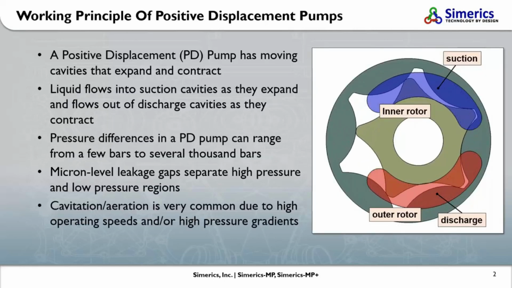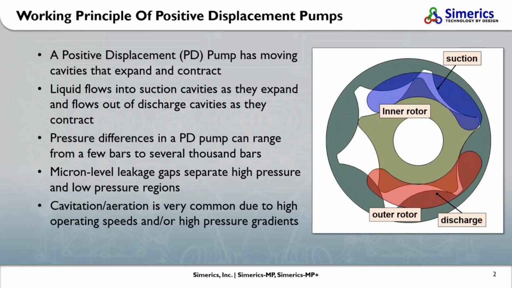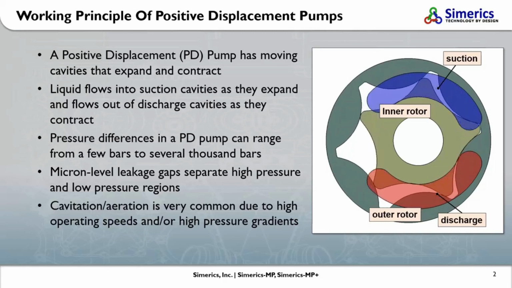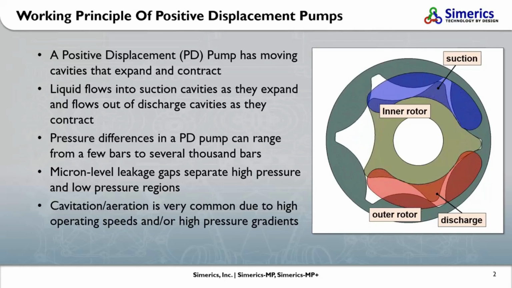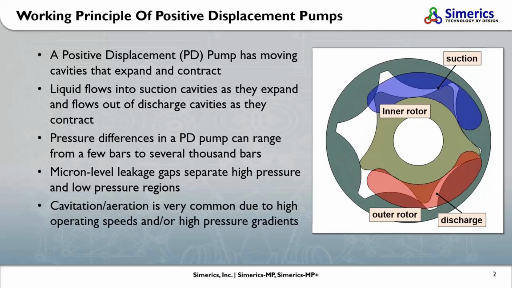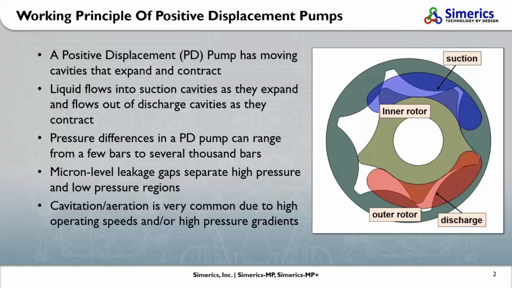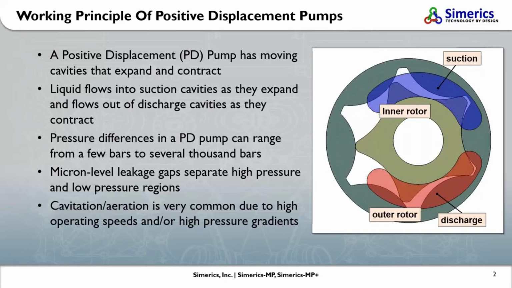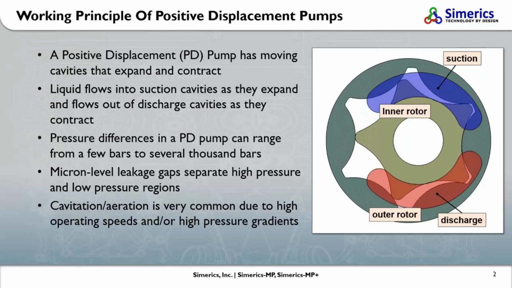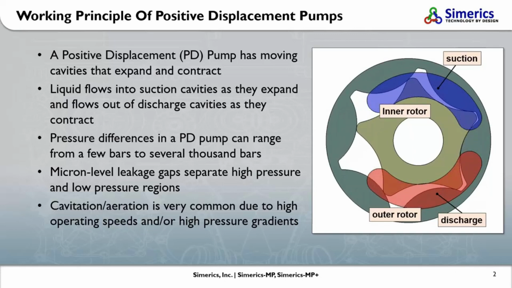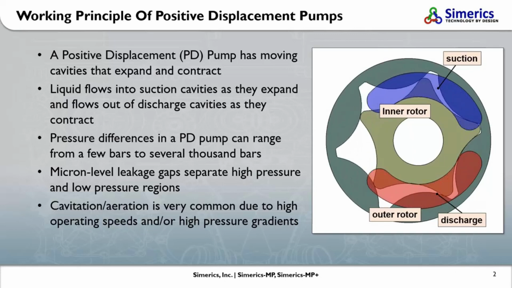Let's begin by looking at the general working principles of positive displacement pumps. These principles also apply to other types of PD machines, such as PD motors and PD compressors. Here is an animation of a gerotor pump in action. As the rotors rotate, we can see that the cavities between them are constantly changing in size and shape. Expanding cavities form a suction site as liquid is pulled in, while contracting cavities form a discharge side, pushing liquid out. These cavities have highly irregular shapes that are continuously moving and deforming.